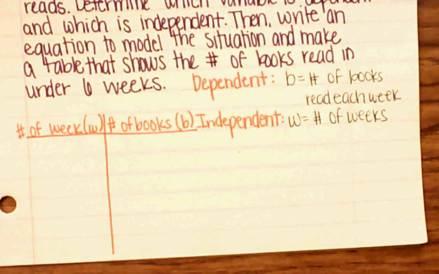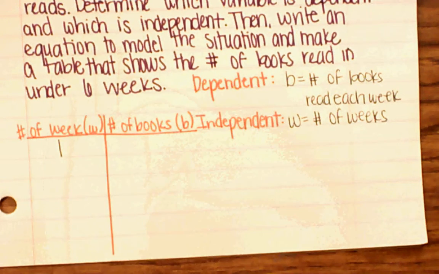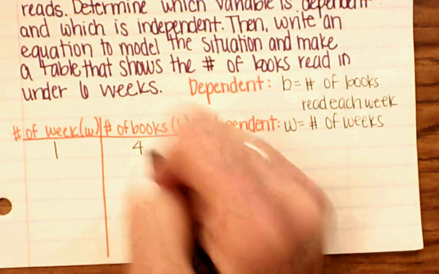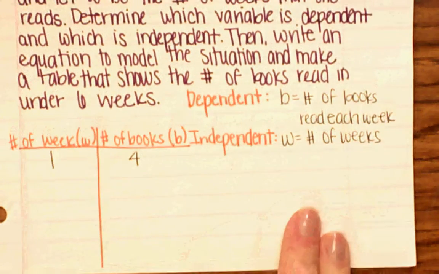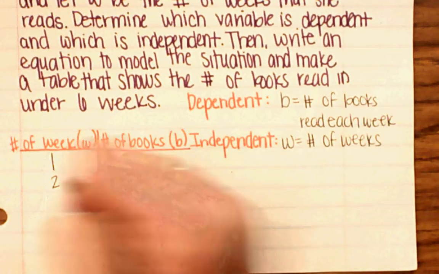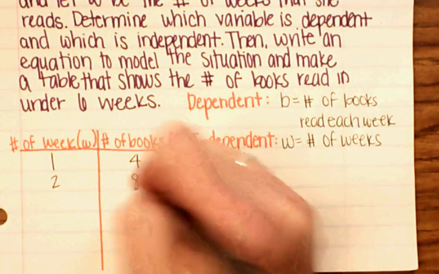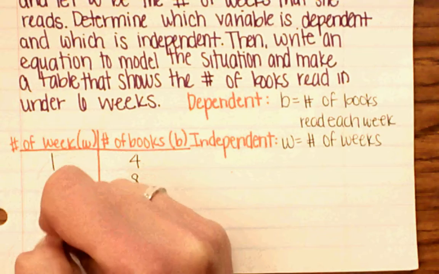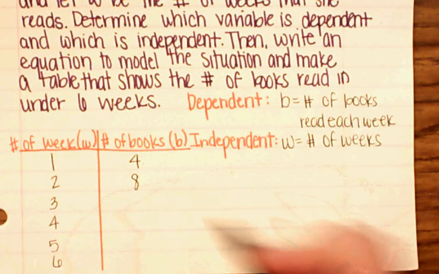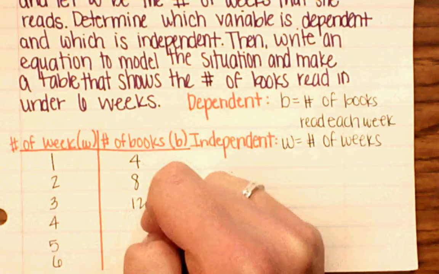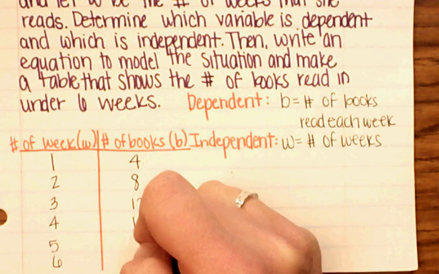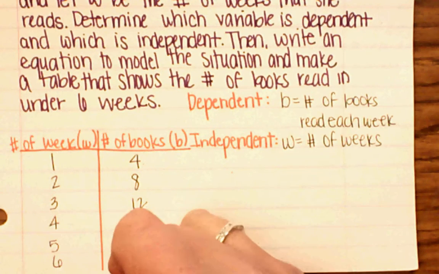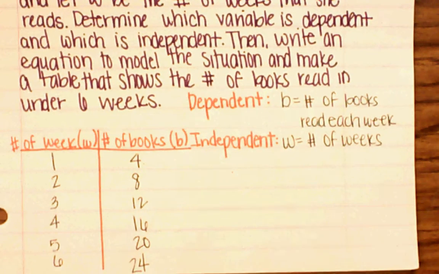Now it's time to fill in the chart. So in week 1, it says in the problem, every week she reads 4 books. So the first week she has read only 4 books. By the end of week 2, she now has read 8 books because that's 4 more from the week before. And we can go and fill in the rest of these and count down. We're at 12 at the end of week 3, 16 at the end of week 4, 20 at the end of week 5, and 24 at the end of week 6.